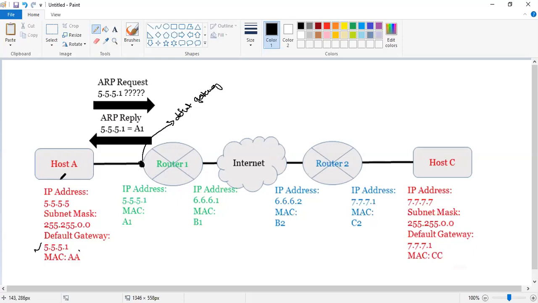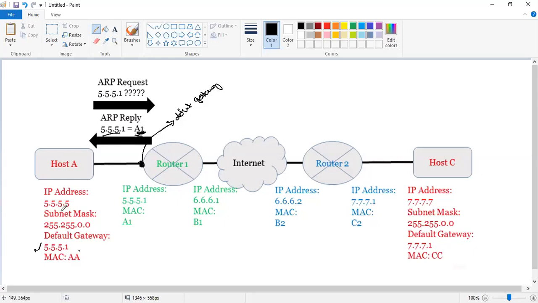So that is the reason, as soon as you power on and try to connect to the internet, first you'll say, hey boss, who is 5.5.5.1? I would like to communicate with him. Then it replies saying, yes, I am 5.5.5.1, and this is my MAC address. You can communicate with me over here with this MAC address.